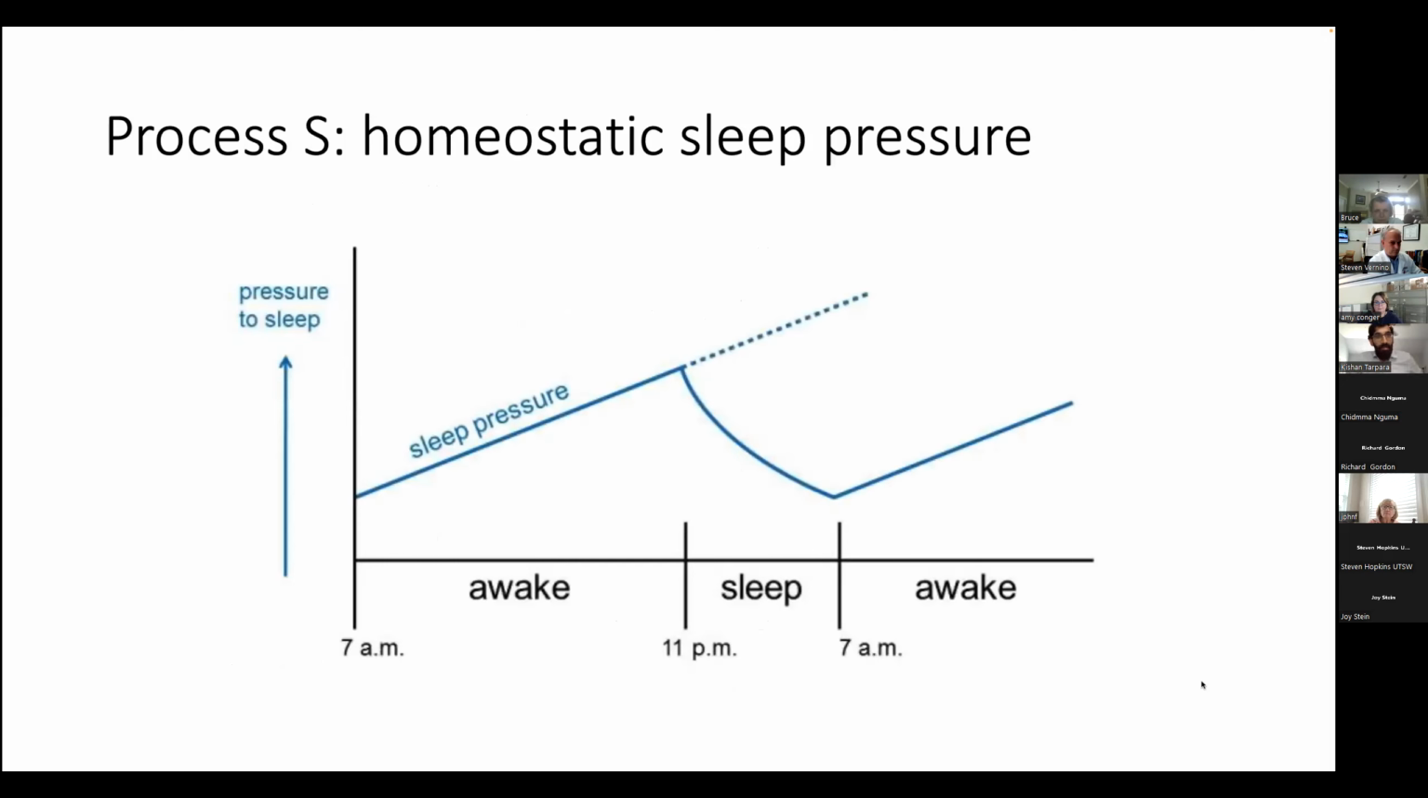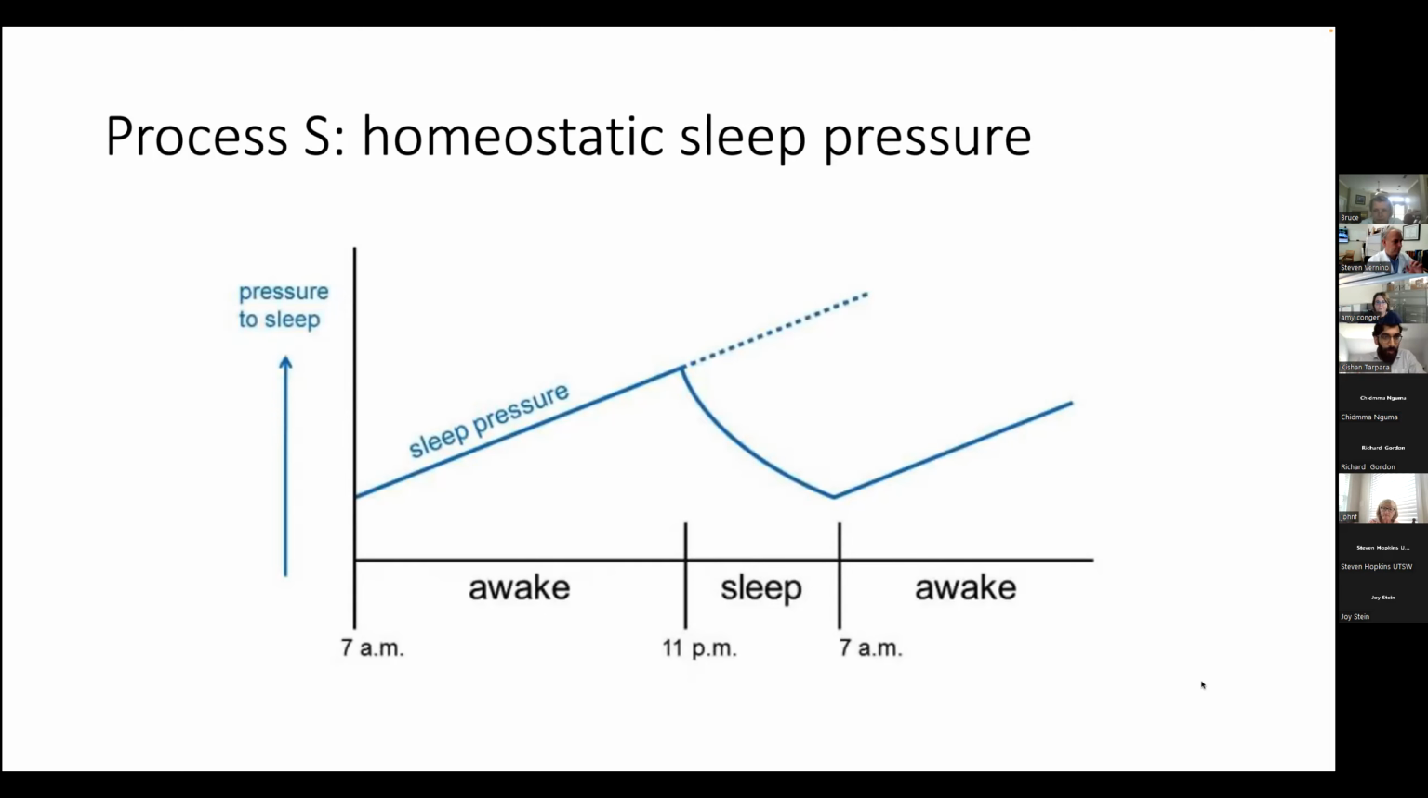So process S is a homeostatic sleep pressure. Basically, the longer you're awake, the more sleepy you feel. And this is because of a chemical that builds up in your brain called adenosine. If any of you drink coffee, then you're well aware of the effects of adenosine and how to counteract that. So caffeine is a chemical that is in coffee and tea and soda. It makes you feel awake and alert, and the way it does that is by blocking the signal of the adenosine that builds up in the brain. So it blocks the sleepiness signal that is building up throughout the day.